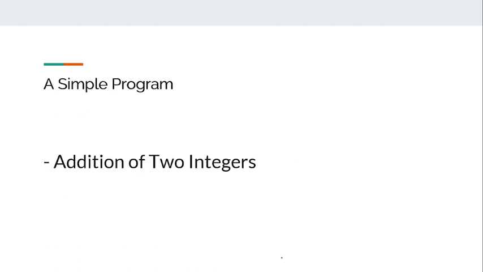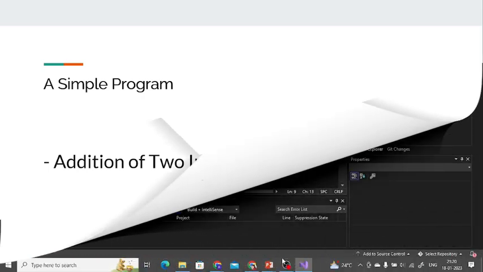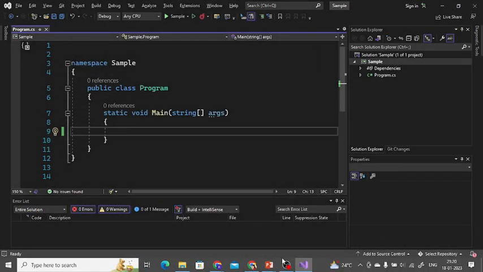Now let us go ahead and have a simple addition of two integers program which will give you how to use all these things for programming purpose in C#. Okay, so I've kept the complete environment ready as usual. So you can see we've got a sample file. So namespace is sample, public class program, static void main with string args.